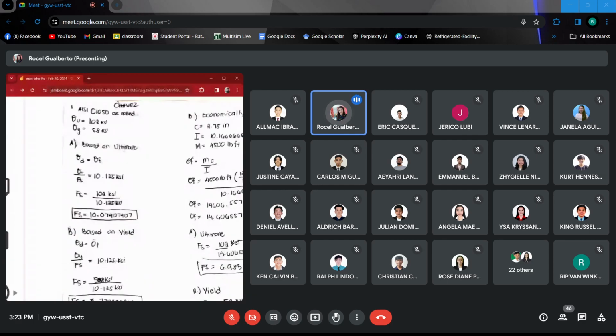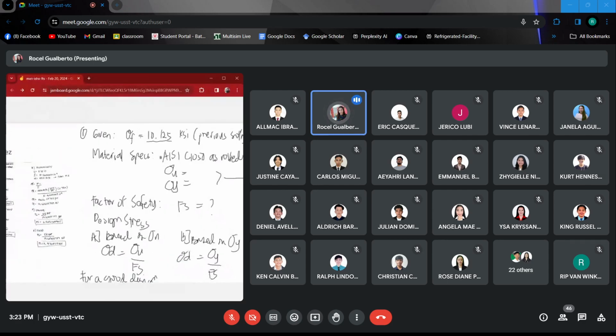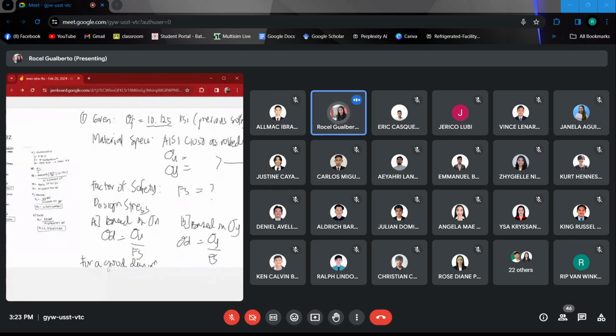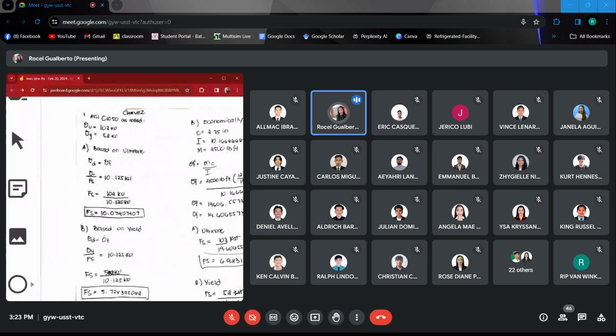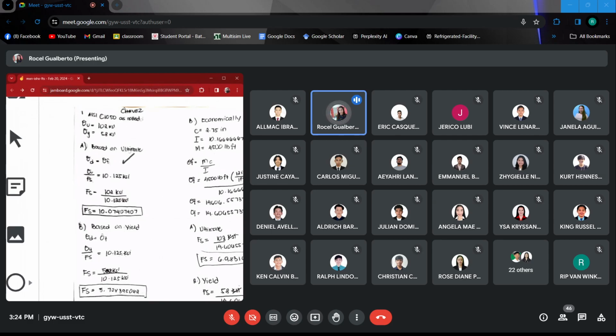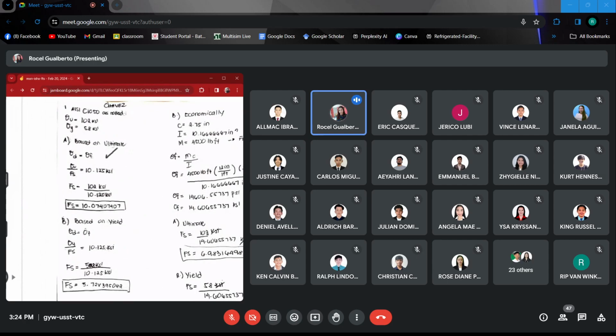So ito na po yung ano natin. Kaya ko po shinow itong procedure, para you would follow po. So ito po yung ifa-follow natin. For a good design, dapat lalabas po yung design stress equal to your flexural stress. And then you come up with the value of factor of safety. Okay, Chavez, kindly explain po your work for letter A.